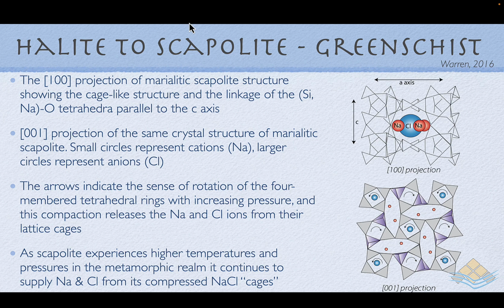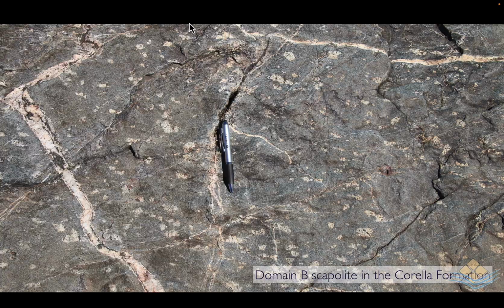Okay. To finish this off, I just want to look at an example in the Cloncurry district of Queensland, which is an obvious, widely documented meta-evaporitic scapolite association. So this is the Corella Formation. There's also the Staveley Formation.